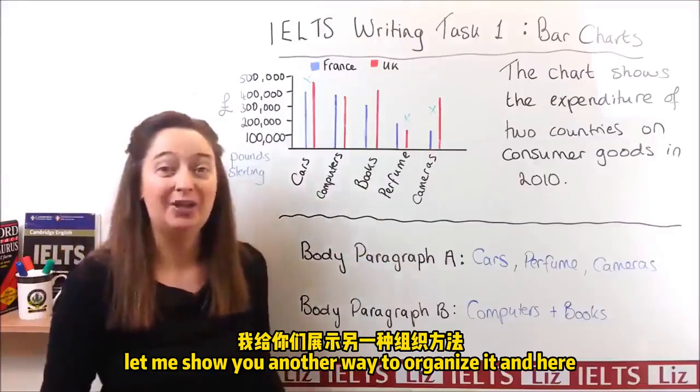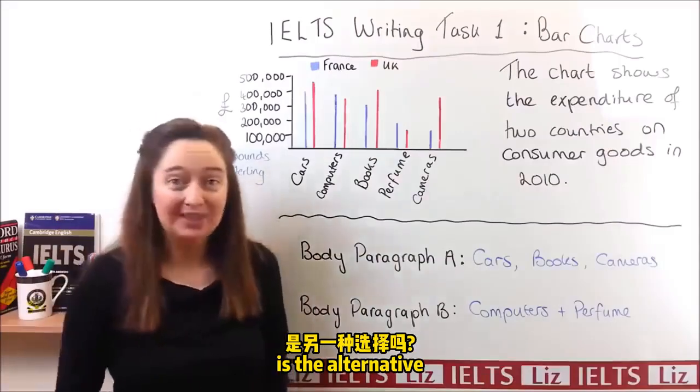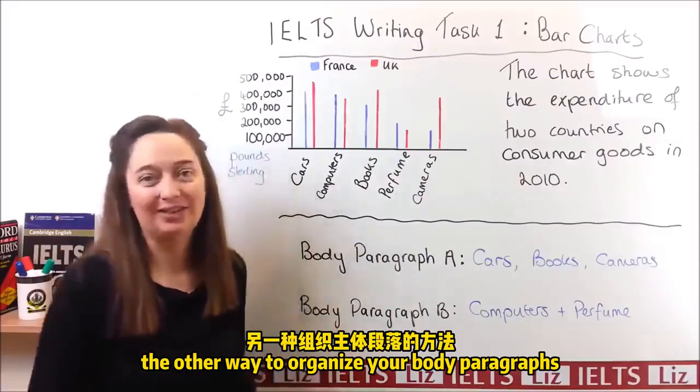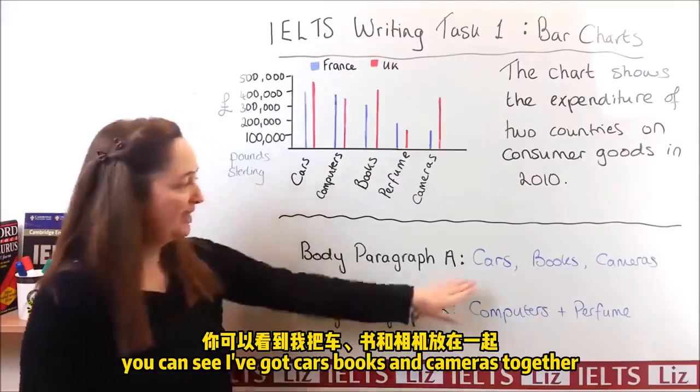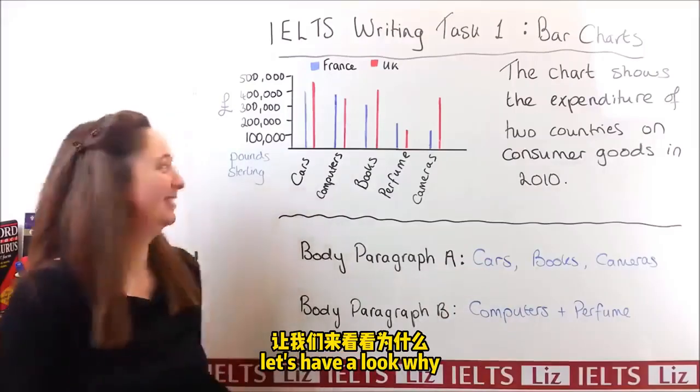Let me show you another way to organise it. And here is the alternative, the other way to organise your body paragraphs. You can see I've got cars, books and cameras together. Let's have a look why.